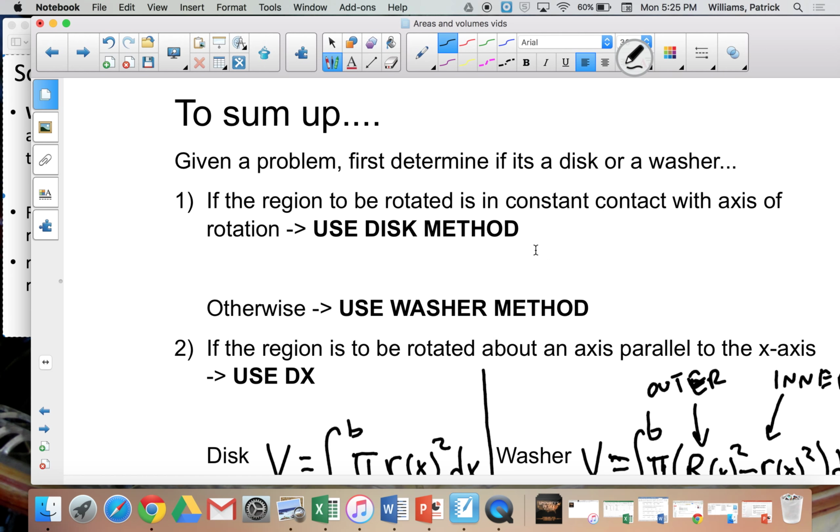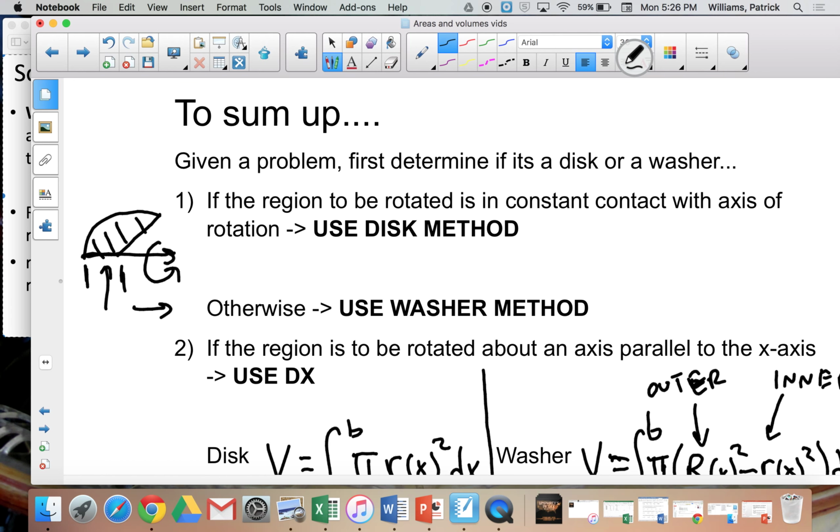And the way you find that out is look at your region that's rotated. Is it in constant contact with your axis of rotation? If it is, use the disk method. If it's not in constant contact with your axis of rotation, use the washer. Now you could get a situation where, let's say, we were rotating about this line and your area looked like this. Now, as you see, between here and here, that area is in constant contact with the axis of rotation, but then after that, as we move along this way, the area is not in constant contact. So in that case, you would actually split that up into like a half disk, half washer sort of thing.